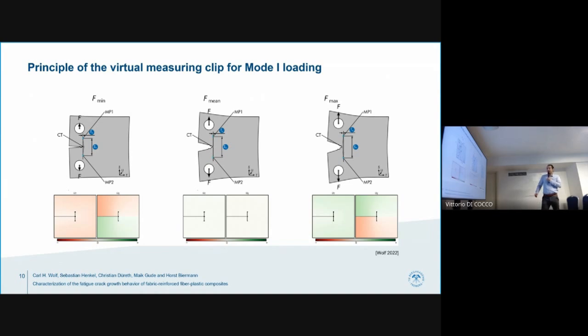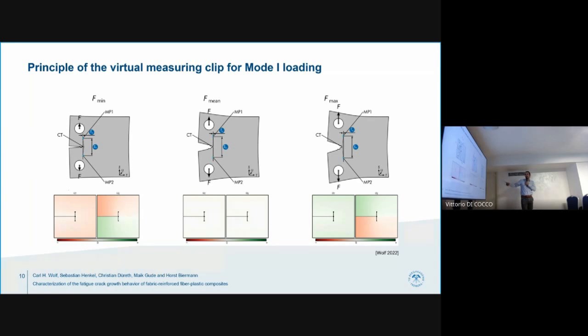First of all, we applied our clip between minimum and maximum load. For an easy understanding, we applied it at mean load. This means the displacement field is 0, as you can see here. If we unload, you can imagine the crack closes. This means the upper crack edge goes down, the lower crack edge goes up, and you see negative and positive displacement in crack growth direction and perpendicular to crack growth direction, as you can see here.